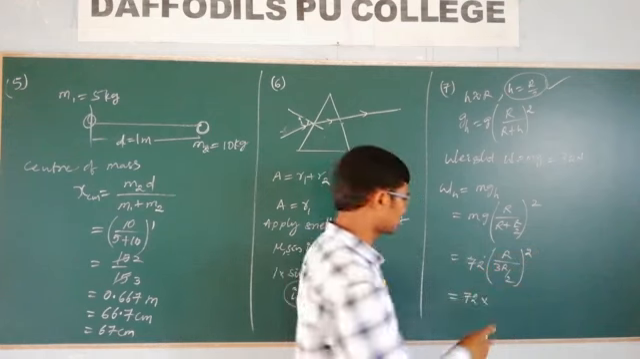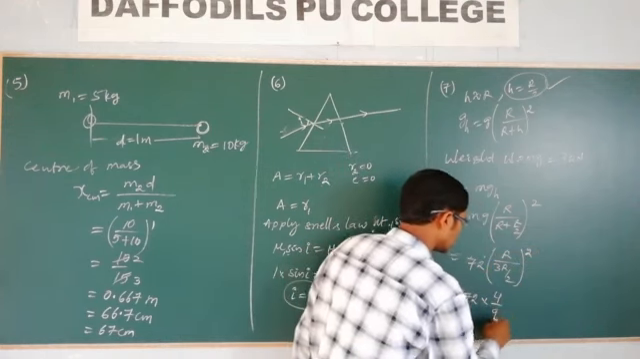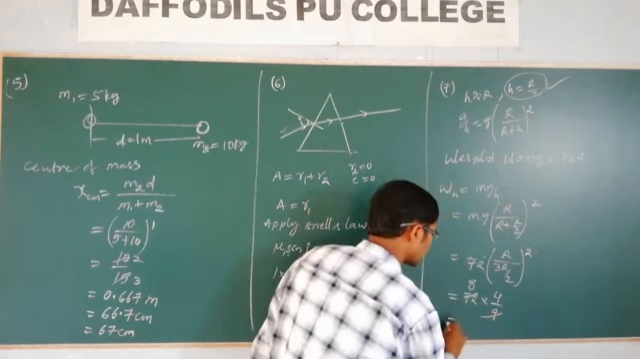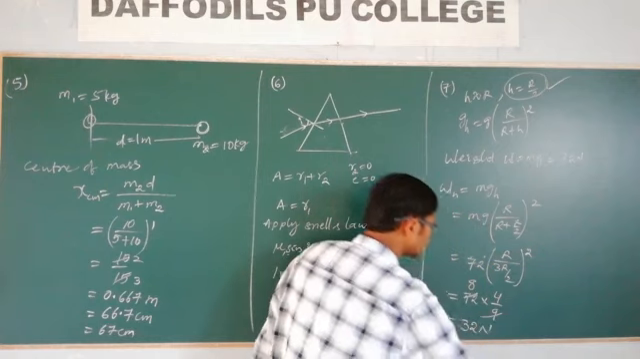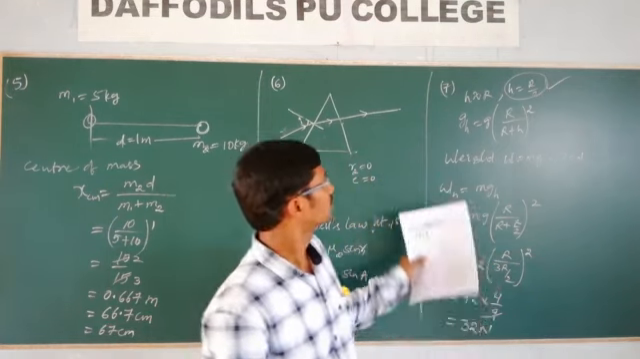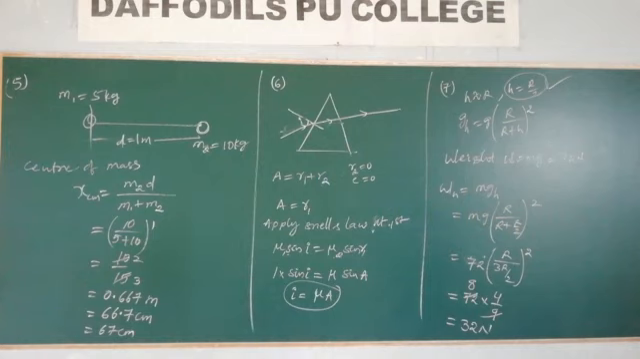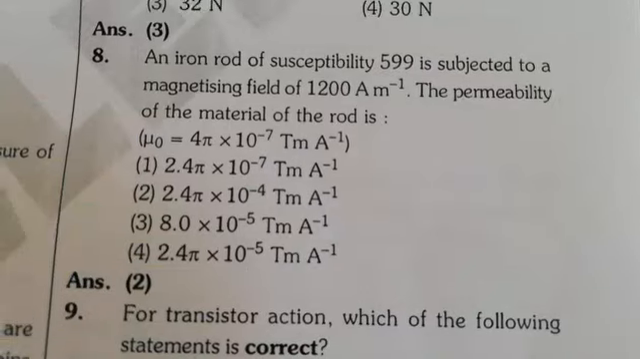2 by 3 whole square is nothing but 4 by 9. So 72 by 9 is 8 times 4, 8 fours are 32 Newton. So 32 Newton at half of the radius of the earth, the height half of the radius of the earth. Eighth one.